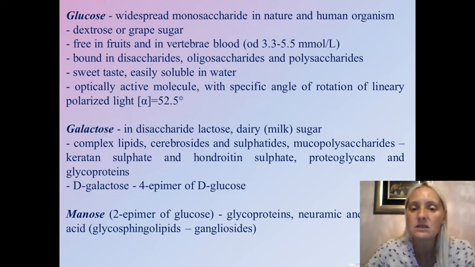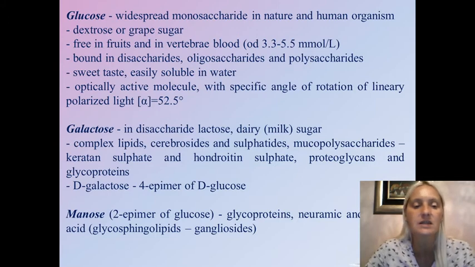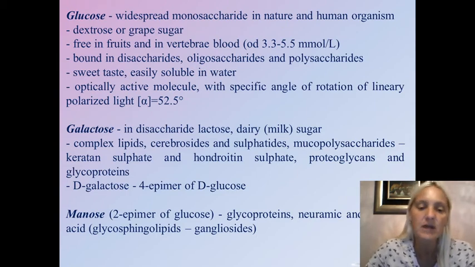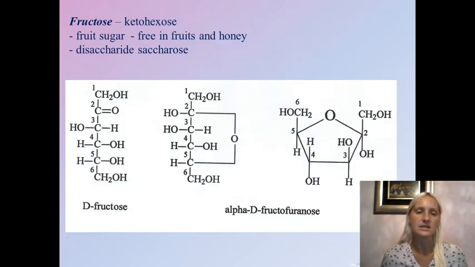So galactose is found in the disaccharide lactose, which is a dairy sugar. It's found in complex lipids like cerebrosides, sulfatides, mucopolysaccharides, keratan sulfate, chondroitin sulfate, proteoglycans, and glycoproteins. And it's obviously the 4-epimer of D-glucose. And mannose is also spread in certain glycoproteins, in sialic or neuraminic acid, and in gangliosides.